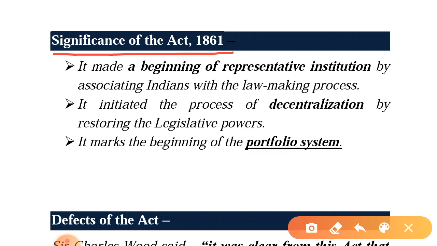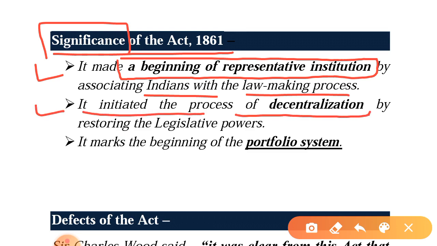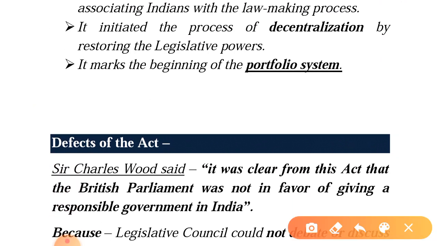Now let's move on to the next point. Significance of the Act 1861. It made a beginning of representative institution by associating Indians with the law-making process. Next, it initiated the process of decentralization by restoring the legislative power, which you have seen in the above provisions. It marks the beginning of the portfolio system.